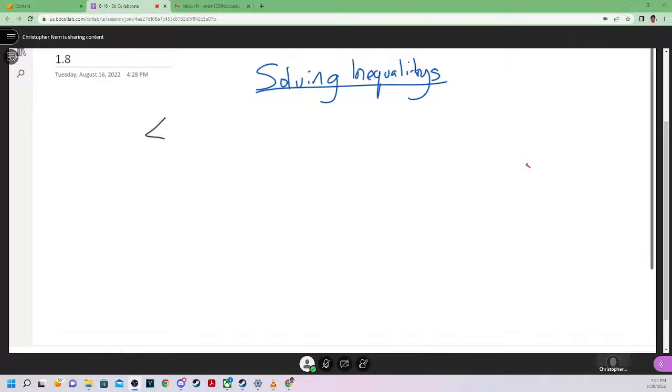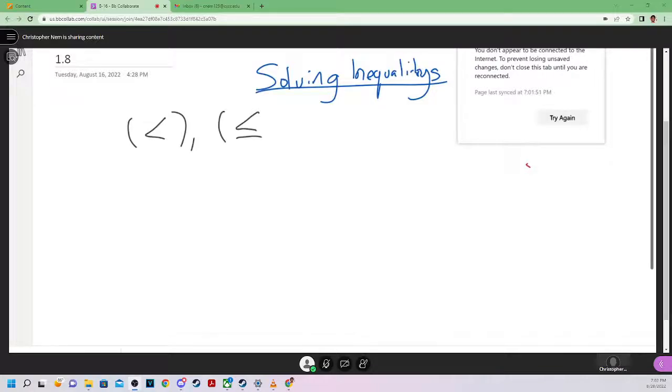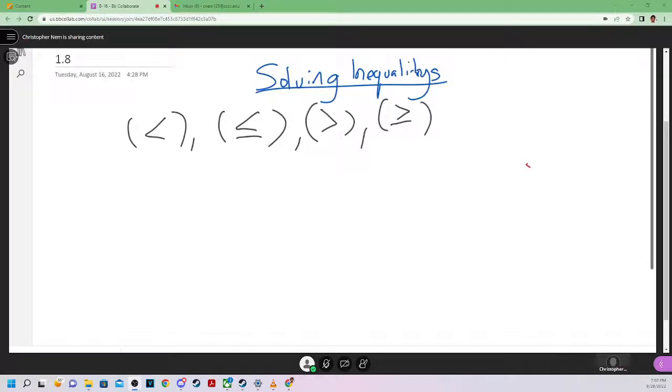There's the less than symbol. There is your less than or equal to symbol. There's your greater than symbol. And then there's your greater than or equal to symbol. These are your main symbols. Now, a lot of students have the confusion of what these symbols represent.